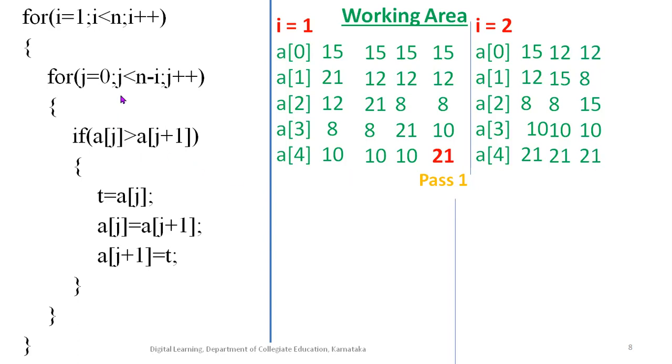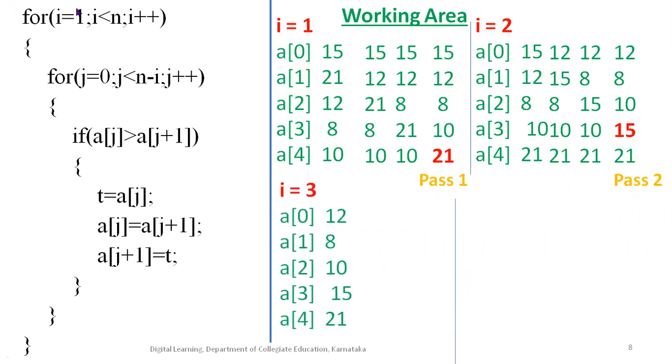Now j changes to 2. When j is 2, we enter inside the j loop again. a of 2 and a of 3 are being compared. a of 2 is 15, a of 3 is 10. Yes, again 15 is greater than 10, so it has to be swapped. So after swapping, the 10 and 15 have exchanged, and that is the end of the j loop. At the end of the j loop, you can observe that the second largest element, which is the 15 in the list, has occupied its place. So this is pass 2.